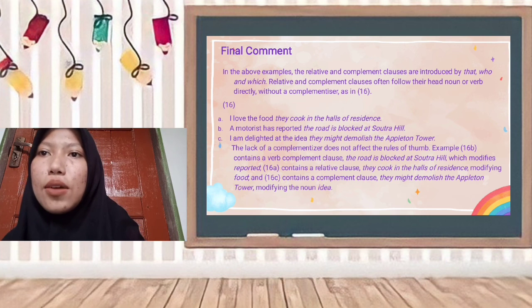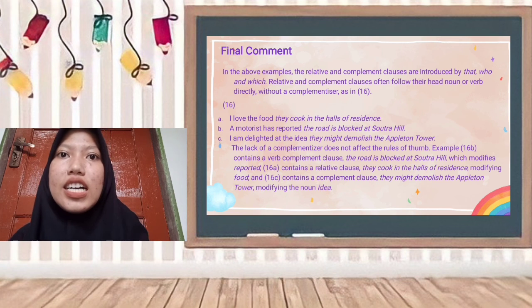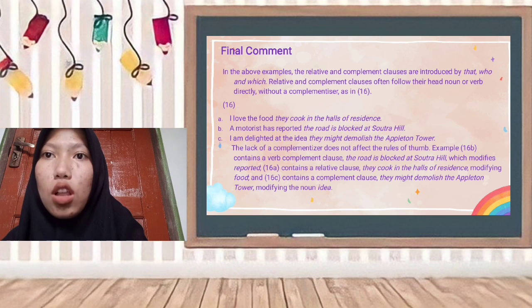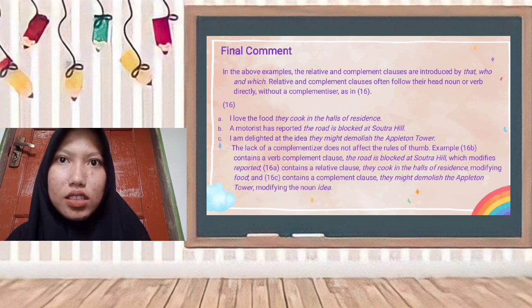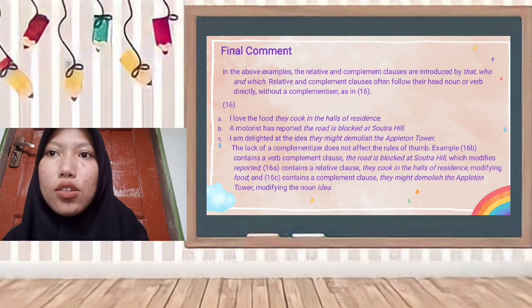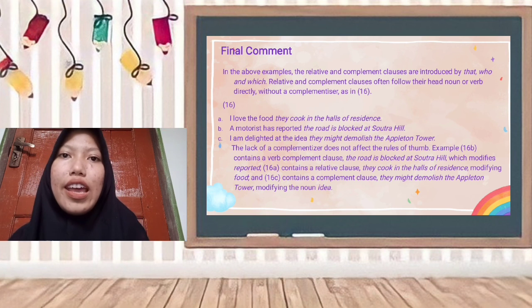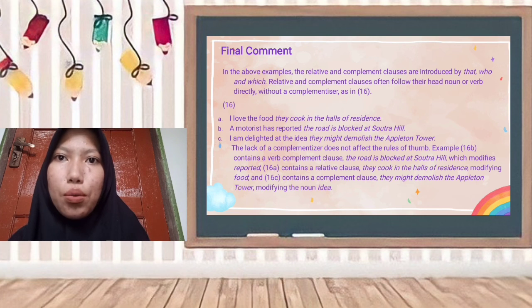The lack of a complementizer does not affect the rules of thumb. Example 16b contains a verb complement clause, the road is blocked at Sautra Hills, which modifies reported. 16a contains a relative clause, they cook in the halls of residence, modifying food. And 16c contains a complement clause, they might demolish the Appleton Tower, modifying the noun idea.